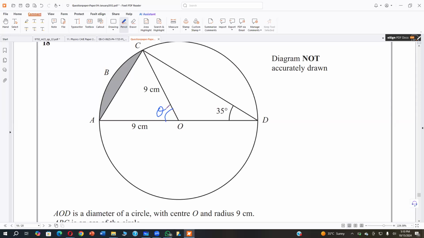I think we will use the circle theorem where it says the angle in a semicircle is equal to 90. So ACD is 90, and then we would do 90 plus 35, and subtract that from 180 to find the other angle. That's a good idea.